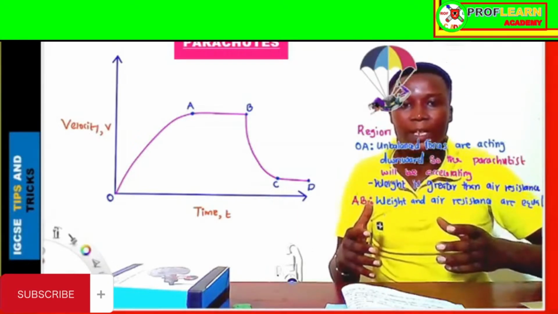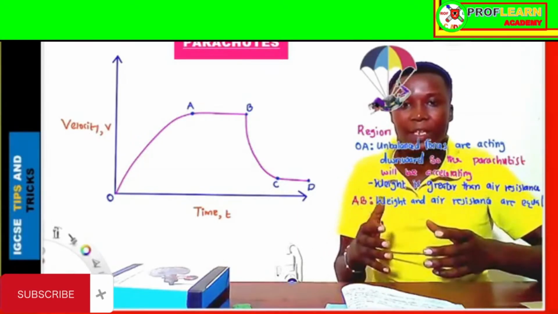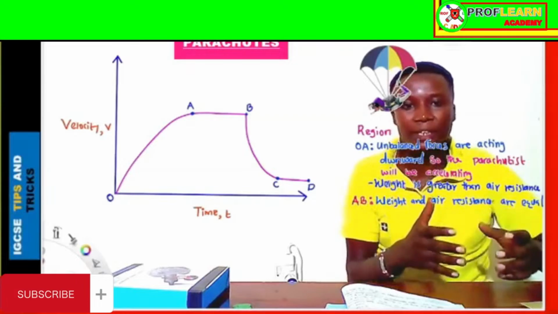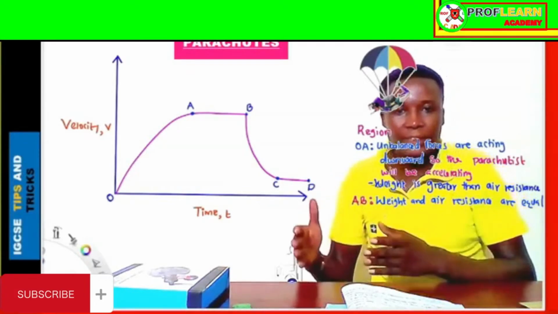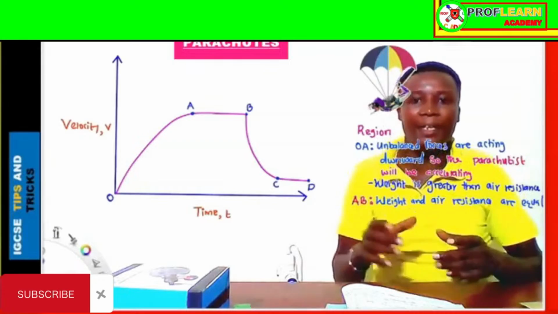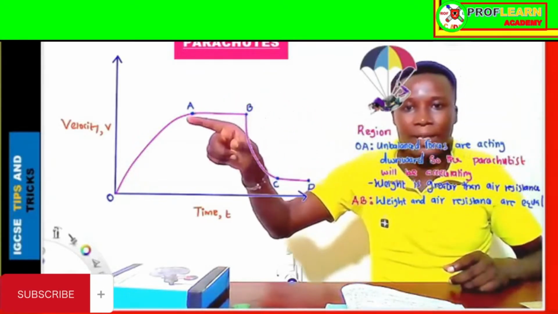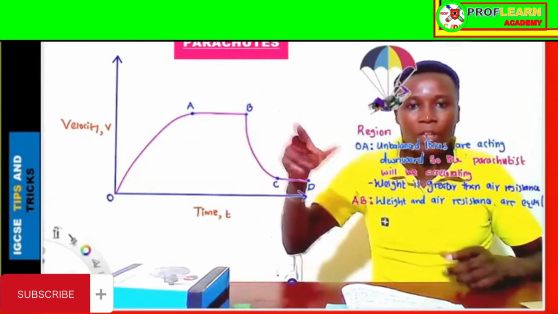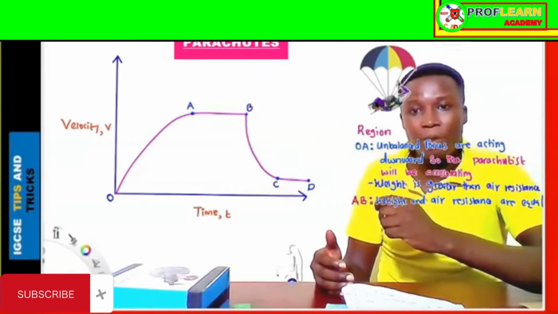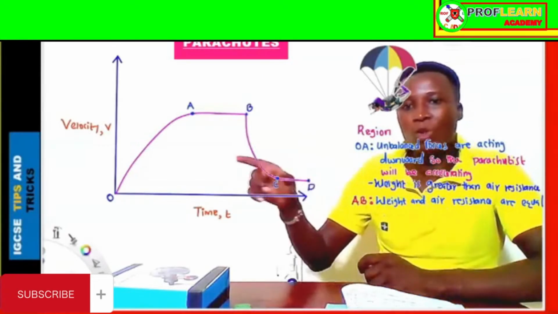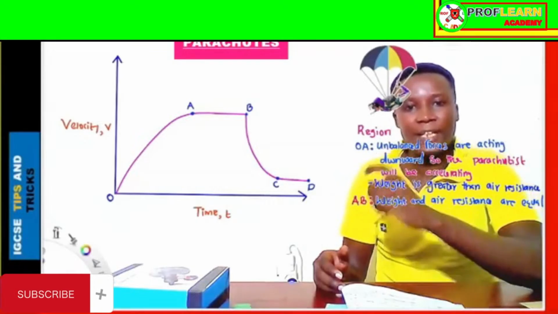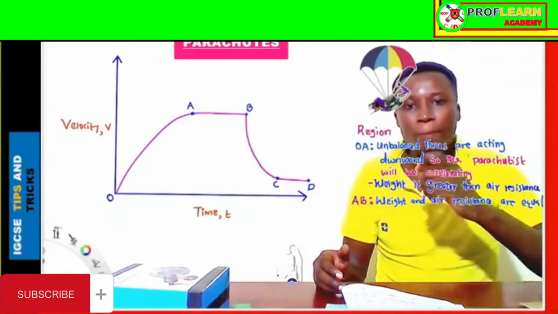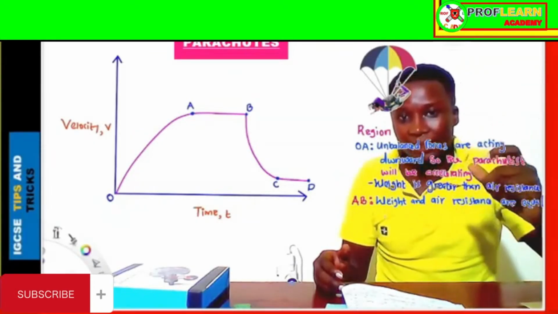We did mention that as the person is accelerating, air resistance will be increasing, and it will reach a point when air resistance and weight are equal, and that region is represented by A and B. So if you are given a question in an exam, asked to explain what's happening in OA, you will say at OA, air resistance is less than the weight, so the person will be accelerating.